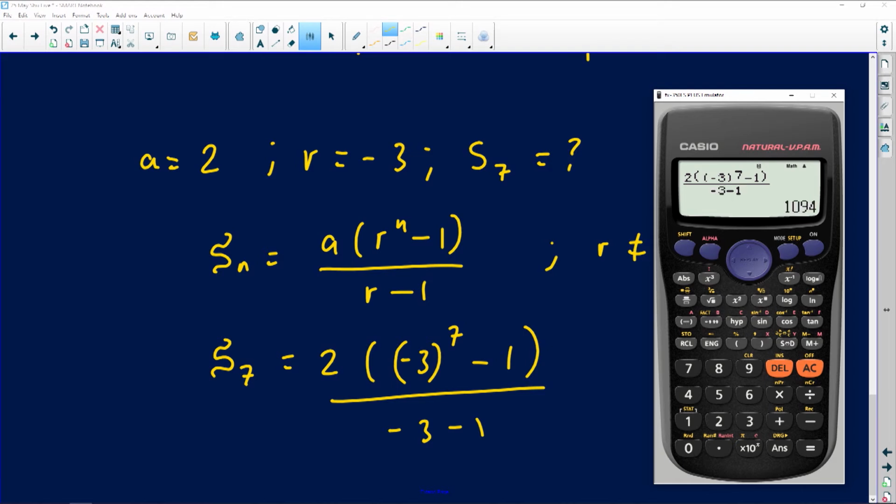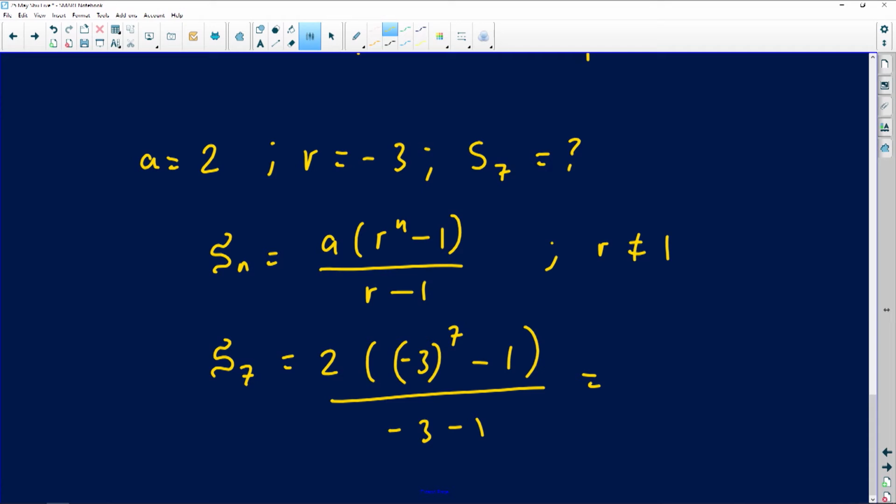What am I getting? I'm getting 1094 as the answer. So my answer here happens to be 1094. This is the sum of 7 terms of this beautiful sequence. I hope it's making sense and you are able to understand what is going on here.